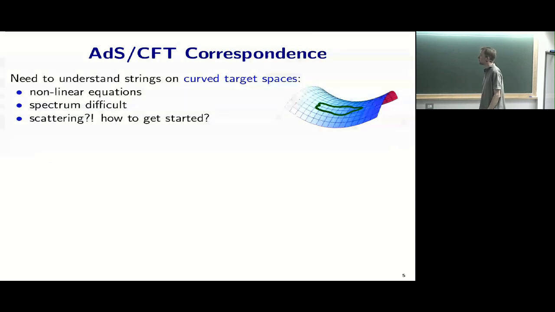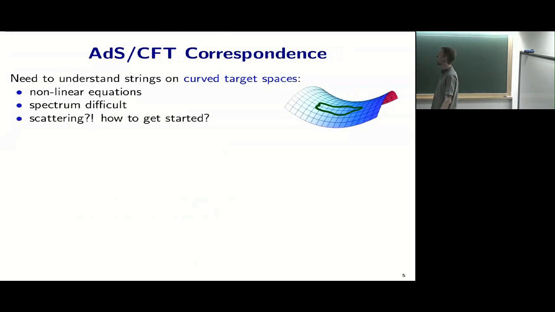So the AdS/CFT correspondence you can view as something which helps us understand strings on curved target spaces, as opposed to strings on flat space. Such a string theory has nonlinear equations, and therefore the spectrum of such a theory is in general difficult. And well, when you would be talking about scattering or strings on flat space, that is something that's not quite so straightforward here, because you don't even know how to really start.